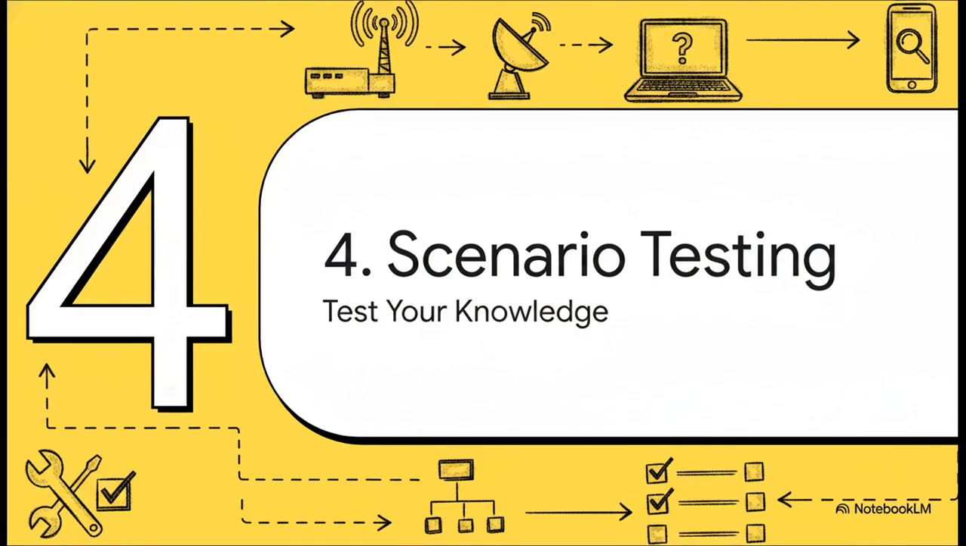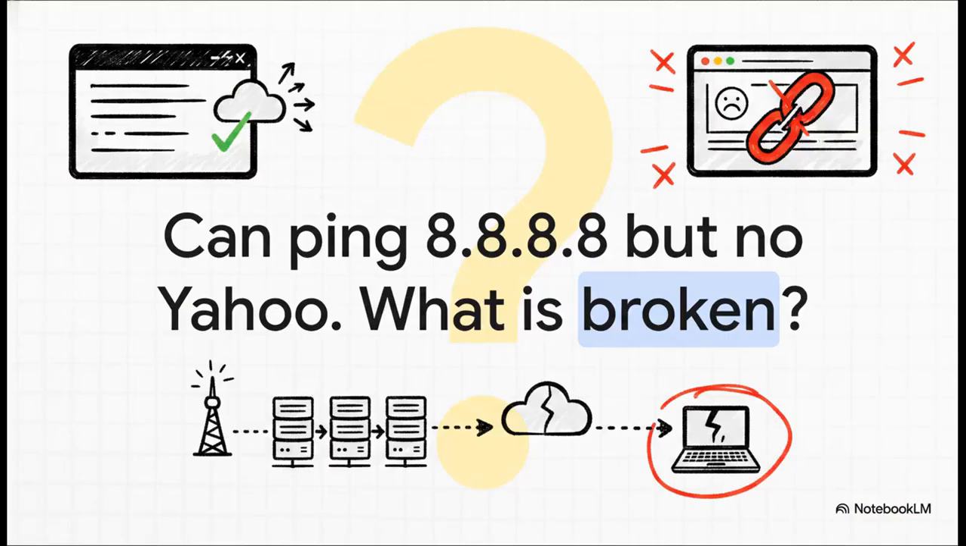All right, time to put you to the test. Let's jump into section 4, scenario testing. Imagine you are out there on site. You've worked your way through the sequence we just talked about. You open your command line and boom, you successfully ping 8.8.8.8. Awesome, data's flowing. But when the customer actually tries to open yahoo.com in their web browser, the site just won't load at all. So the crucial point is, based on our invisible chain, what exactly is broken here?